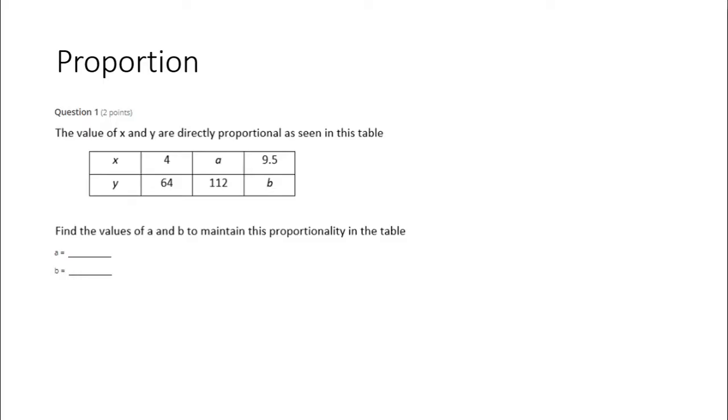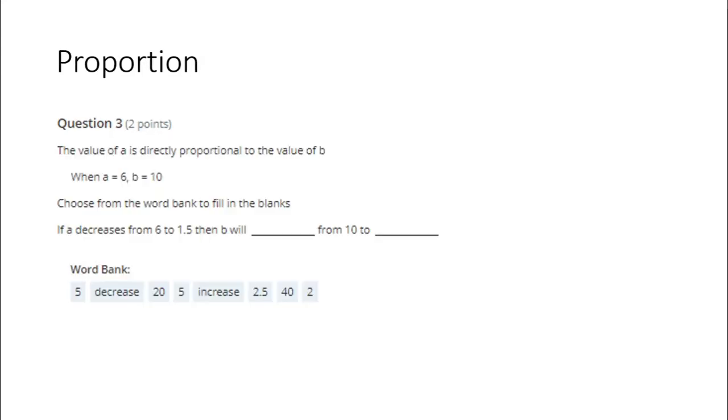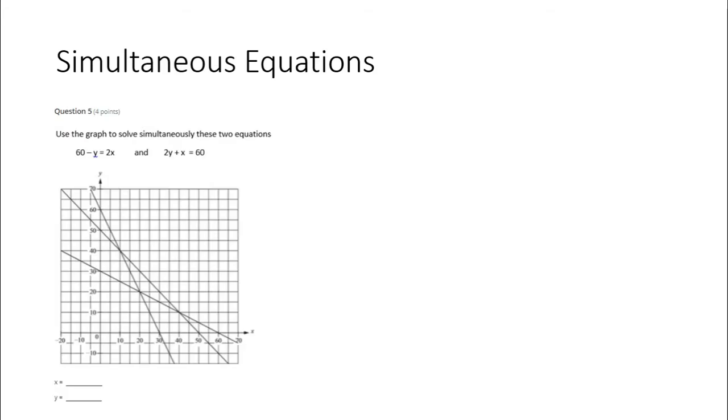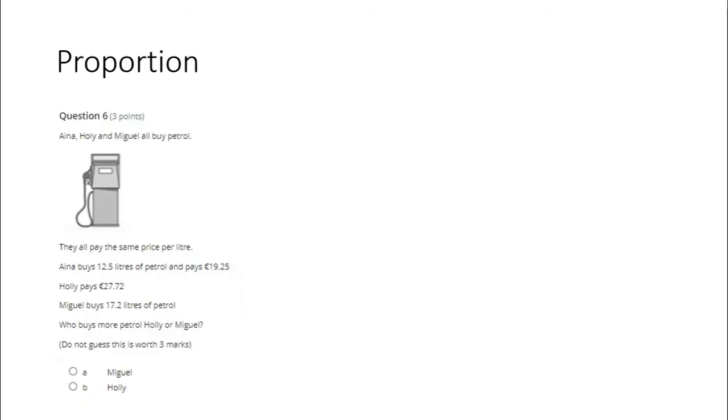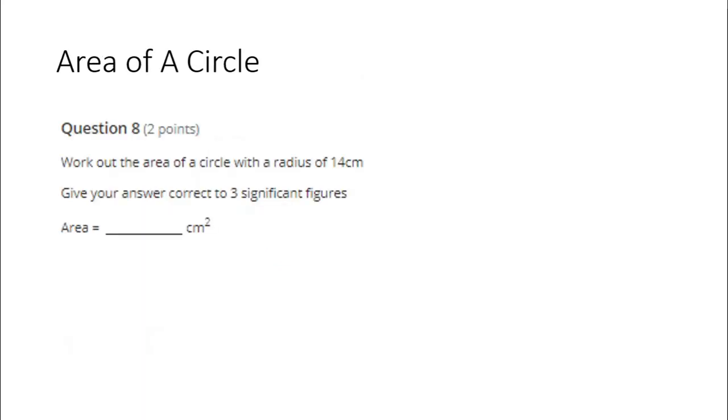Let's get started. This first question is a proportion question. There are loads of proportion questions on this paper. This next one is for volumes of a cuboid. Here's another proportion question. A speed, distance, and time question. Simultaneous equations using the graph to solve. Again, another proportion question. The length of an arc and rearranging that formula. And areas of a circle.